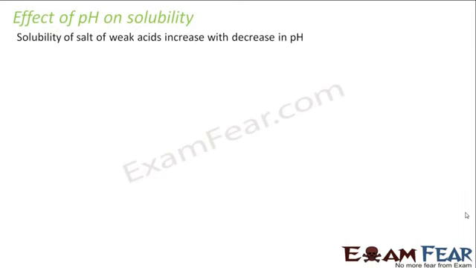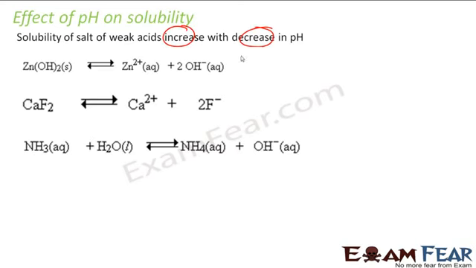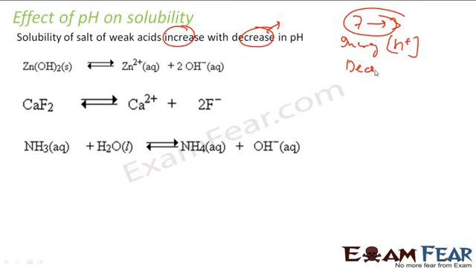Let's understand the effect of pH on solubility. The solubility of a salt of a weak acid increases with a decrease in pH. I'll tell you why. These are my examples. I decrease the pH, for example, from 7 to 3. That means I am increasing the H plus ion concentration, or I am decreasing the OH minus ion concentration. Either of these is true.